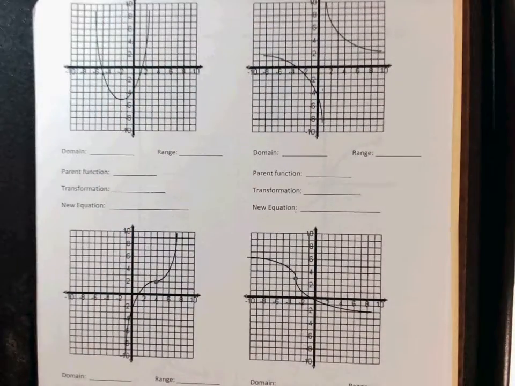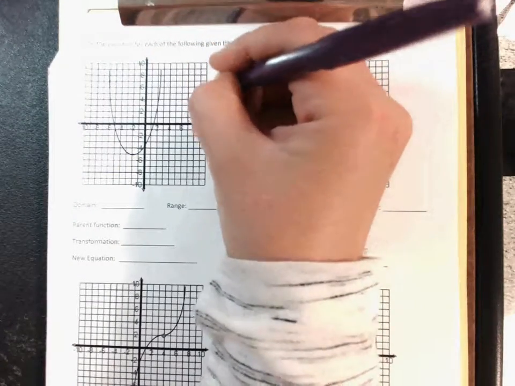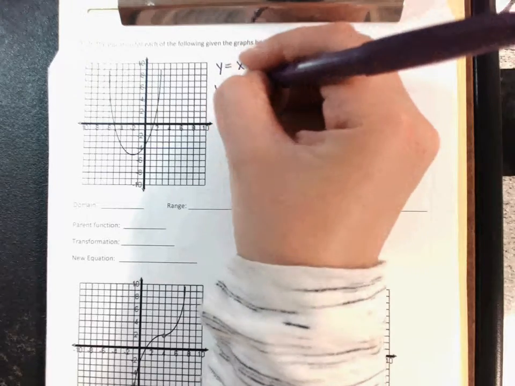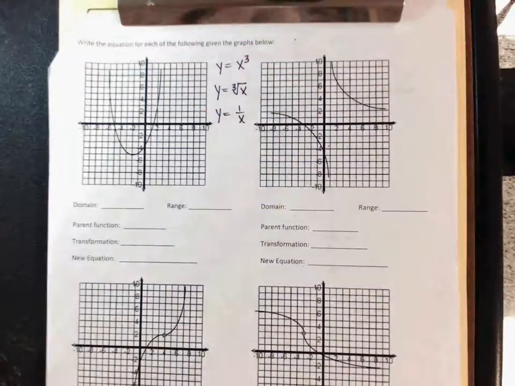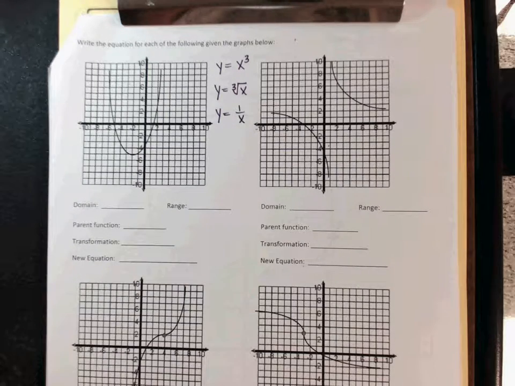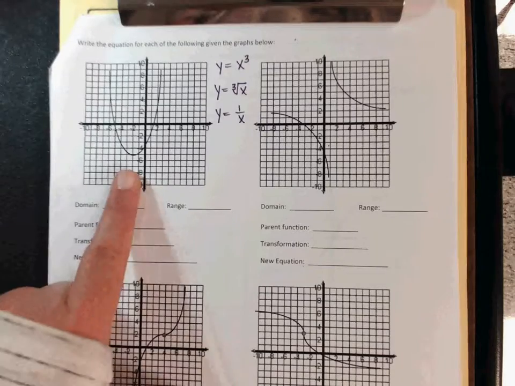Alright, so on this page, I'm going to write the choices in the top middle, and I want you to label them where they go. So we have x cubed, cubic root x, 1 over x. And then remember that you also had a whole bunch of choices yesterday that we'll have to think about as a review. Okay, so let's look at this very first one.